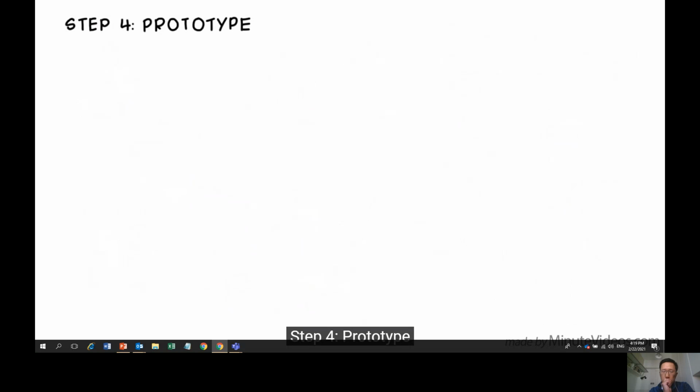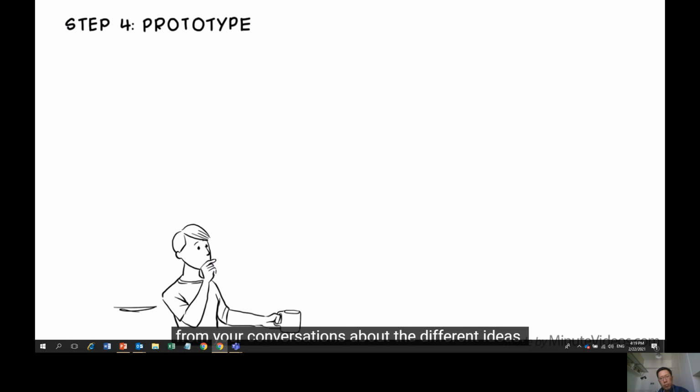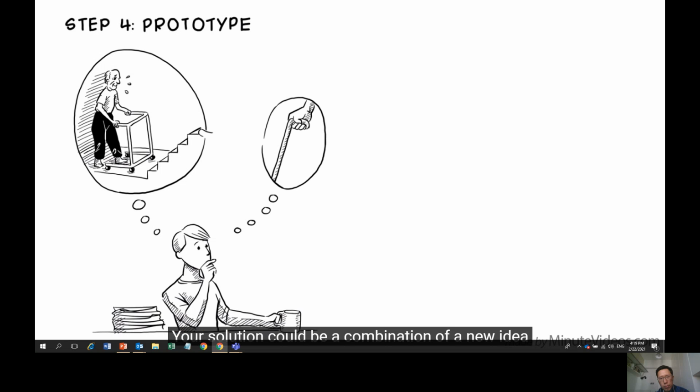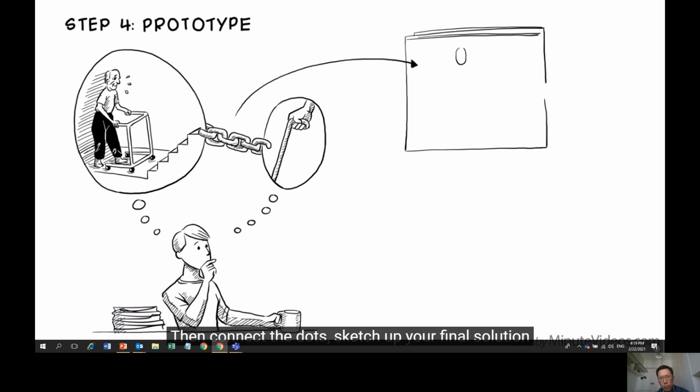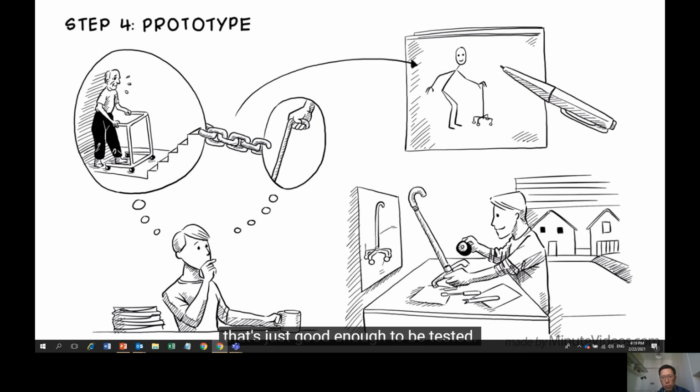Step 4. Prototype. Now take a moment to reflect on what you have learned from your conversations about the different ideas. Ask yourself, how does your idea fit in the context of people's actual lives? Your solution could be a combination of a new idea and what is already being used. Then connect the dots, sketch up your final solution, and go build a real prototype that's just good enough to be tested.